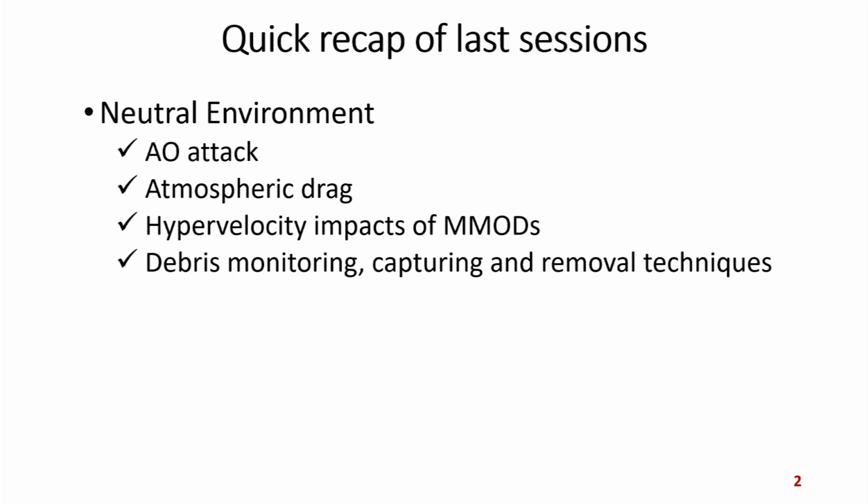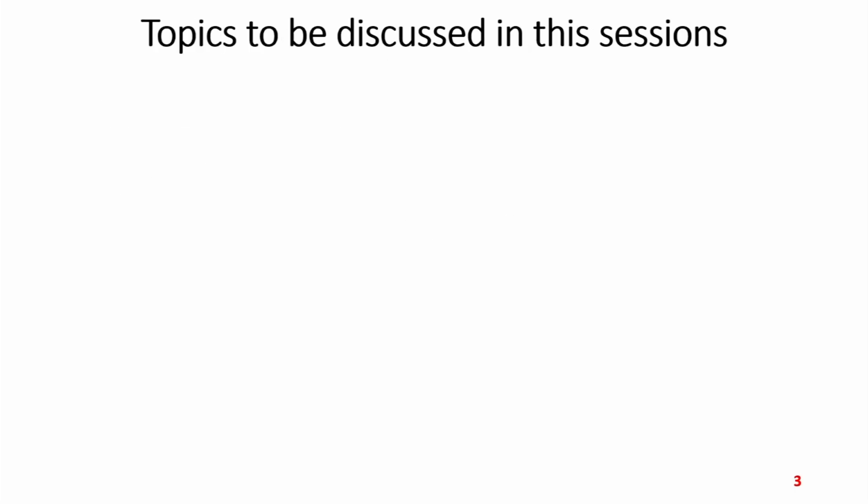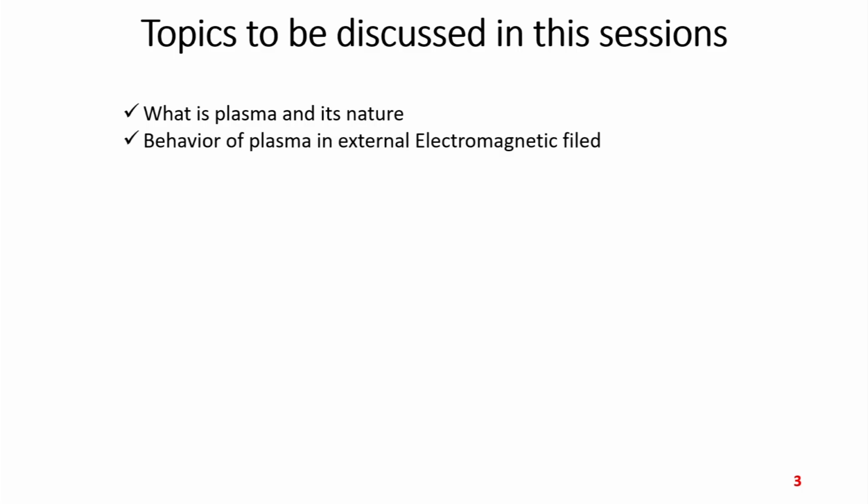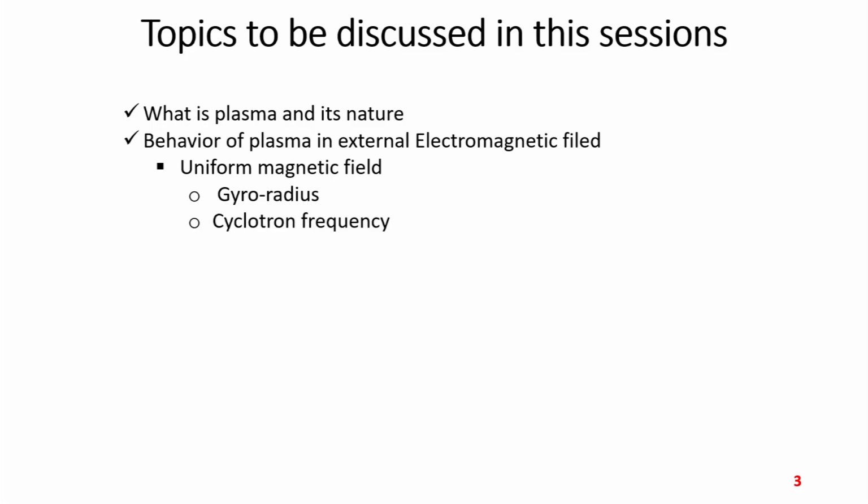So, today we will start the environment which is called the plasma environment. We will try to understand what plasma actually is and its nature, and how the plasma behaves in an external electromagnetic field. We will consider the case of a uniform magnetic field, and then we will derive the expression for the gyro radius and the cyclotron frequency.